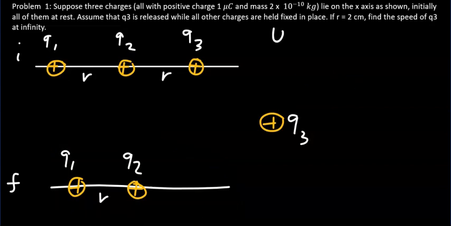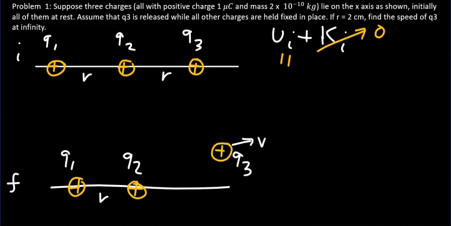So the mechanical energy for the initial state is the initial electric potential energy plus the initial kinetic energy of the system. Now the initial kinetic energy of the system is 0 because none of the charges are moving. They are held in place. So all we have to do is to determine U sub I. U sub I is the electric potential energy of the initial configuration, and that can be calculated in the following manner. So let's look at pair by pair.